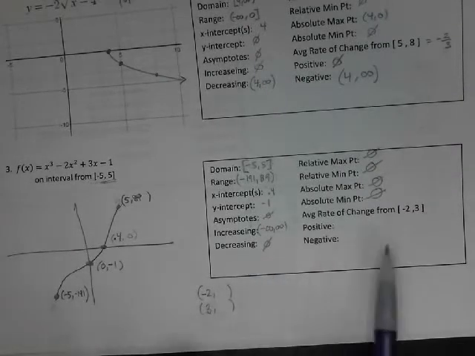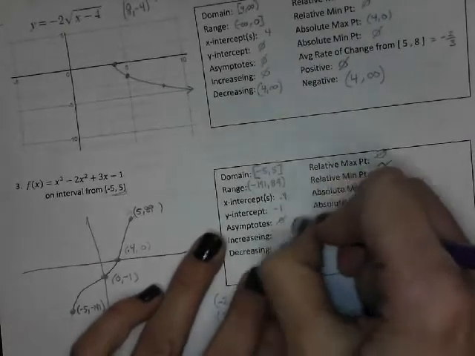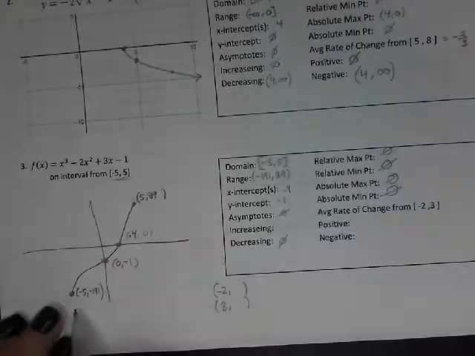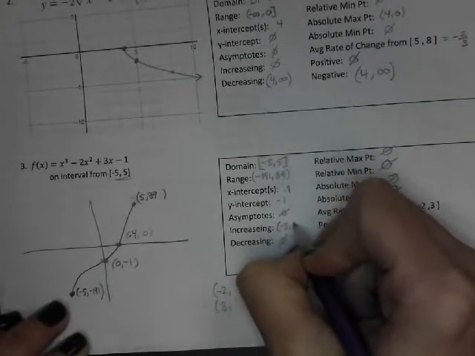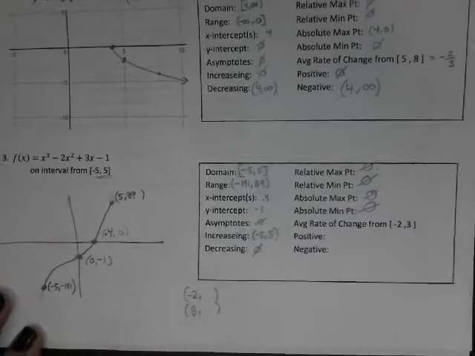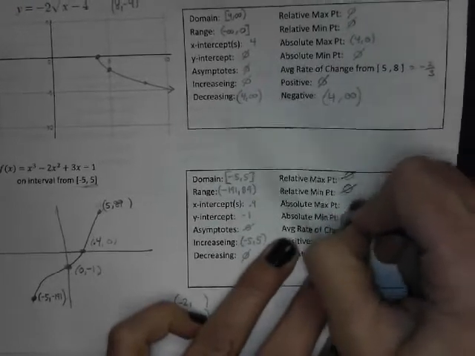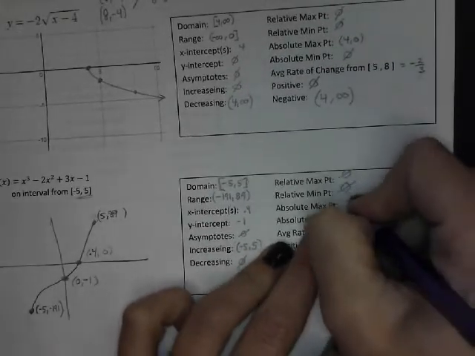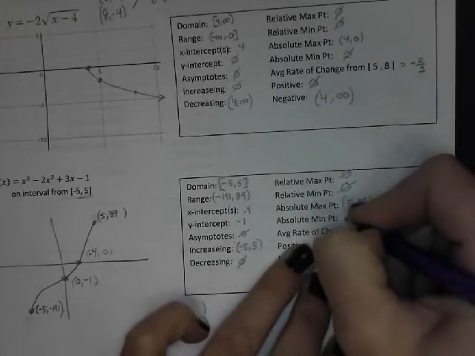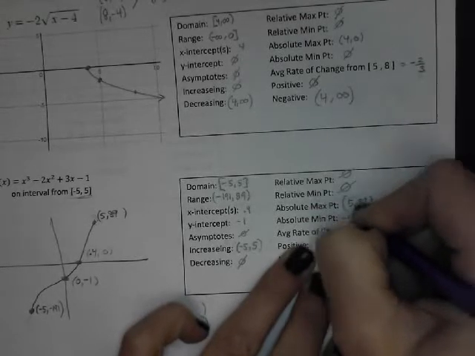Nothing changes with any of that. Increasing does, though. Increasing from -5 to positive 5, parentheses on those. No relatives still, but I do have absolute max and mins. Absolute max, 89. Absolute min, -191.